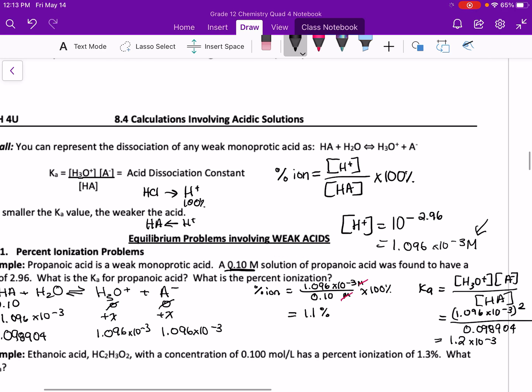And here we have our Ka and our percent ionization of this weak acid.